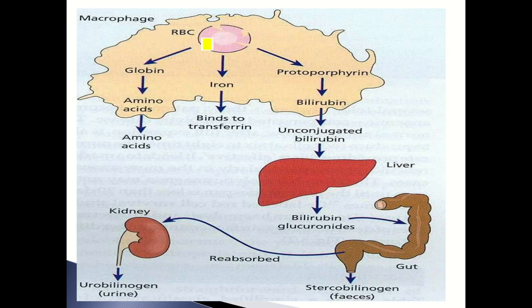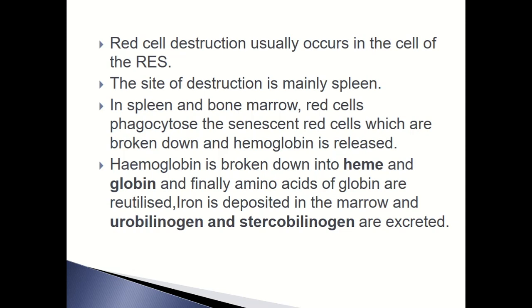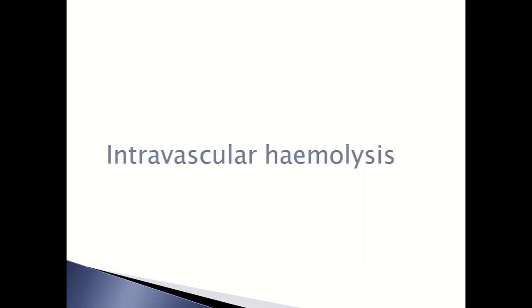As we all know, once the RBC gets destroyed within the macrophage, it liberates heme and globin. Globin is used in amino acid synthesis. Now heme, iron, and protoporphyrin are converted to bilirubin, that is unconjugated, in the liver. Conjugation takes place. Now this conjugated bilirubin reaches the intestine, where it is excreted as stercobilinogen and urobilinogen. This is the normal enterohepatic circulation. Now, destruction of RBC within the macrophage is known as extravascular hemolysis. Simple, right? So this is extravascular hemolysis.